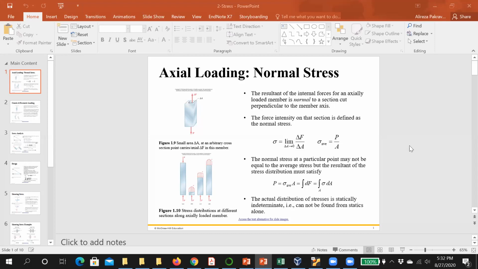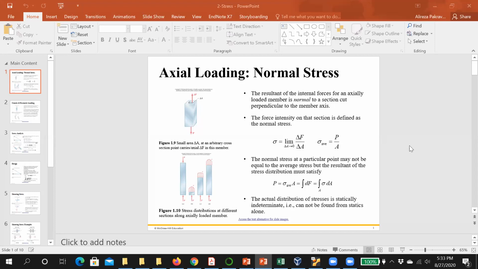Okay, in the last lecture, we reviewed some material from statics. We focused on the truss, and the reason is that today we want to talk about the first type of stress, the normal stress.